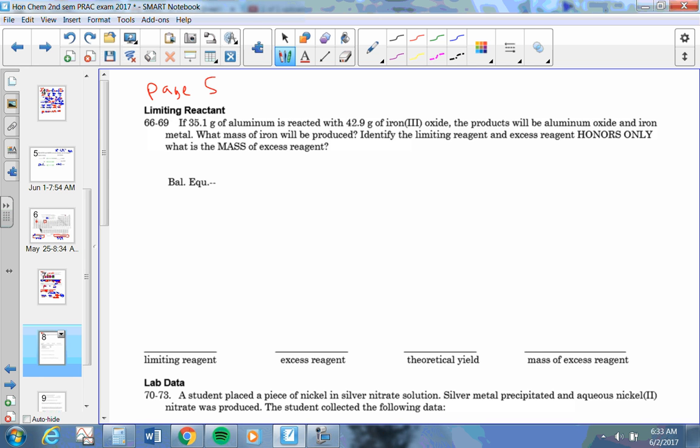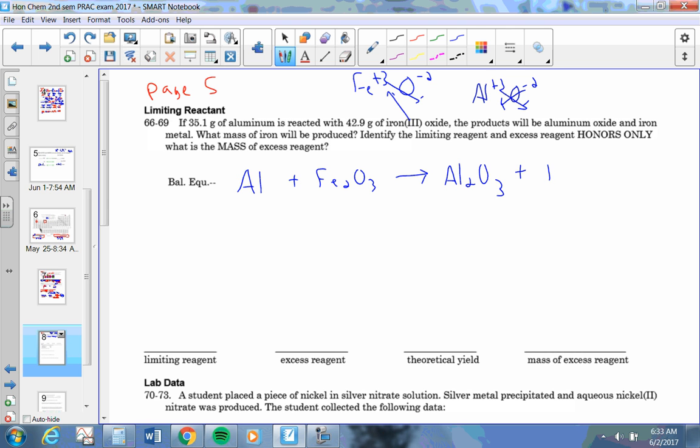35.1 grams of aluminum is reacted with 42.9 grams of iron 3 oxide. Let me just double check. Iron is a +3 charge in this case, and oxygen, so it's Fe2O3. The products will be aluminum oxide. Al has a +3, oxygen is a -2, same crisscross, Al2O3. And you're also going to get iron metal, a single replacement reaction. Nice thing is it's already balanced, so we're good there.